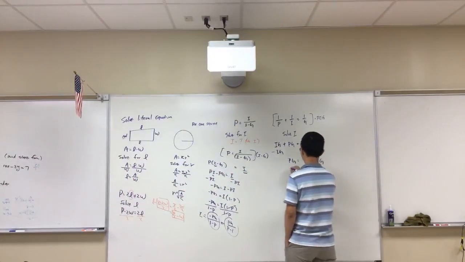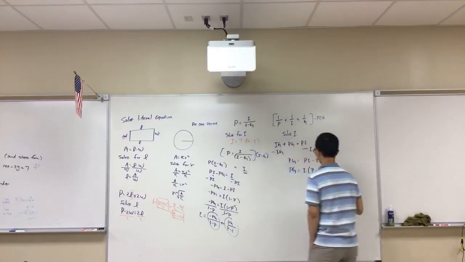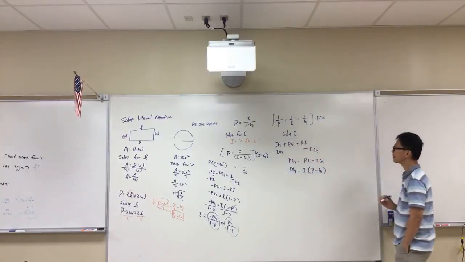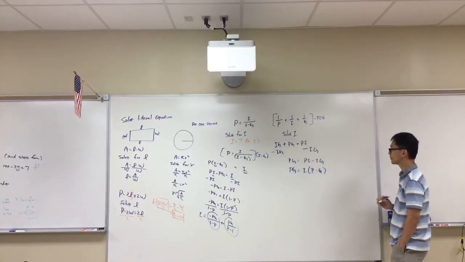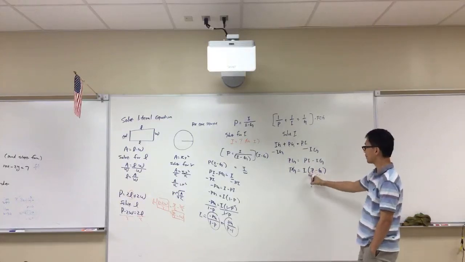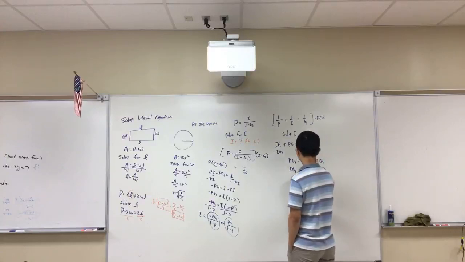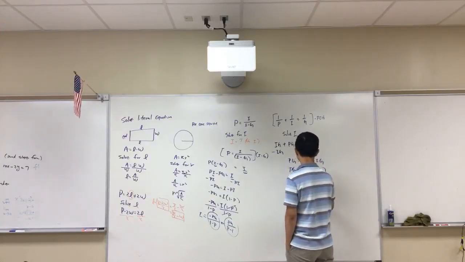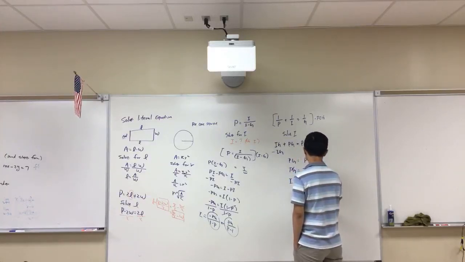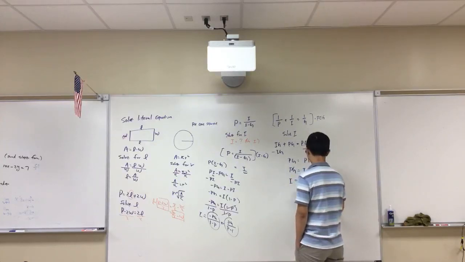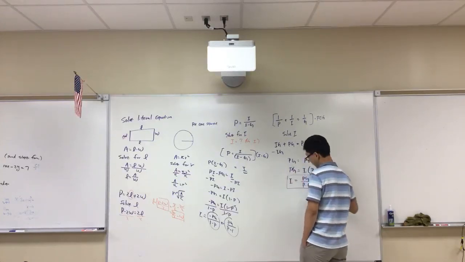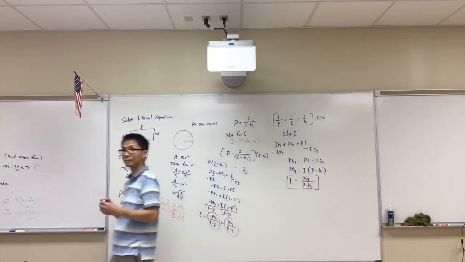And then now you can add G? No, I'm going to get I by itself. Divide by P minus G, divide both sides. There you go, I is equal to PG over P minus G. Is that the answer? Yeah. Wow, that's a really big pig.